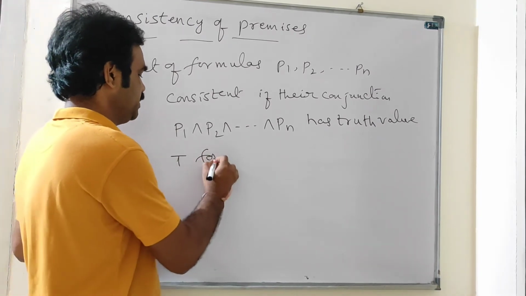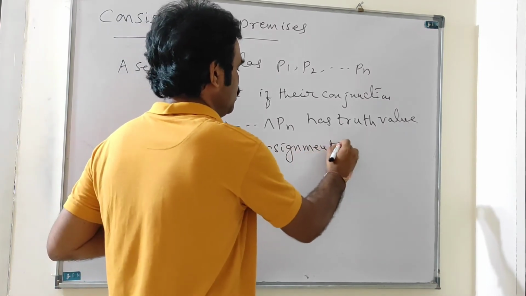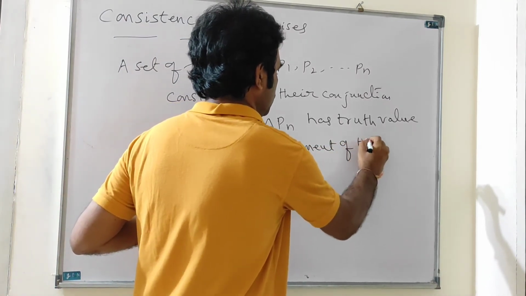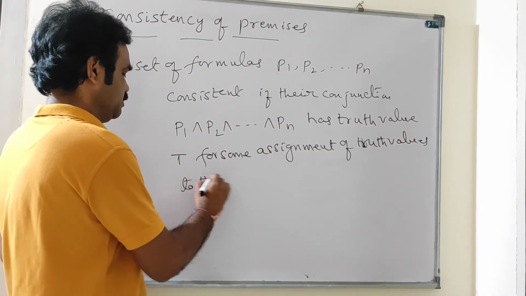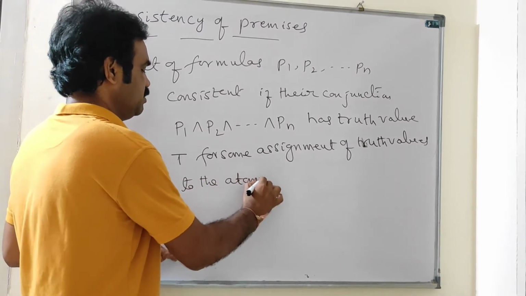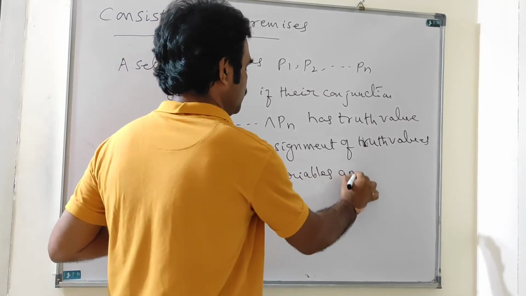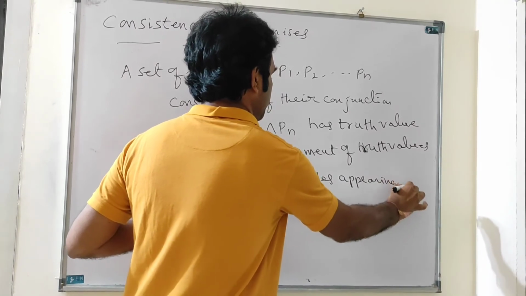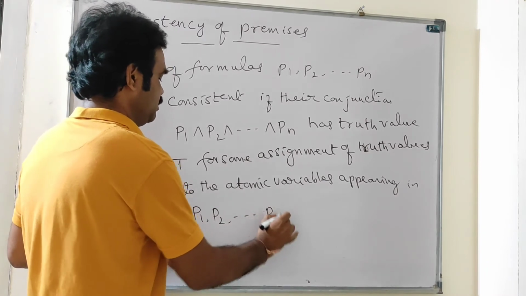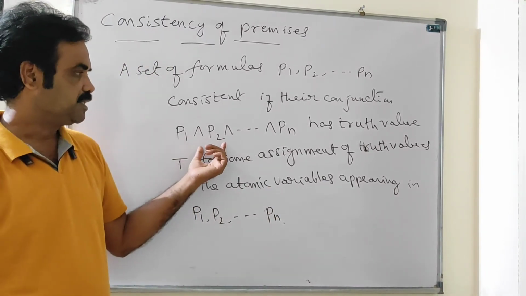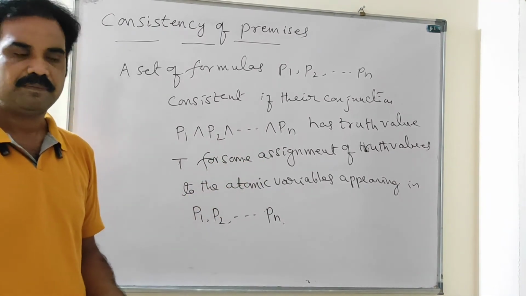Okay. For some assignment of truth values to the atomic variables appearing in P1, P2 and so on Pn. Okay. If the conjunction has truth value T for some assignment of truth values to the atomic variables appearing in P1, P2 and so on Pn.